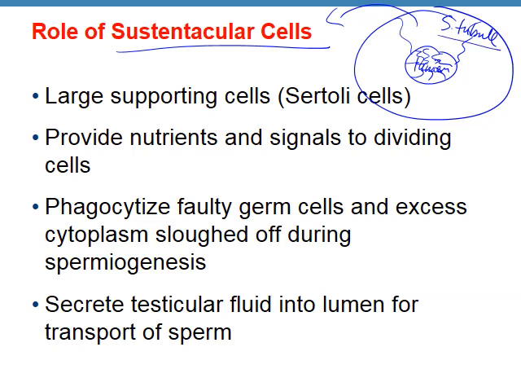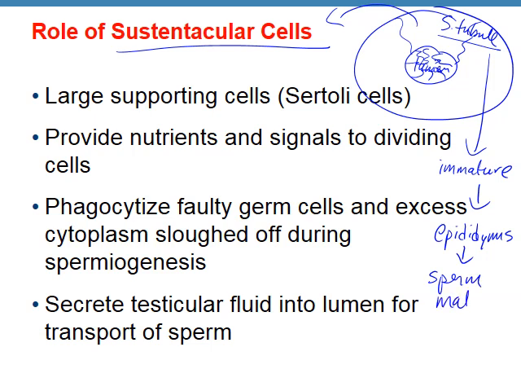Also, I'm not sure if you remember, in the seminiferous tubule, where we make the sperm, they're immature. Do you remember that first slide we said the epididymis is where the sperm mature? So their tails don't work yet, so we have to have testicular fluid secreted by the sustenacular cell into the lumen to flush those guys into the epididymis.